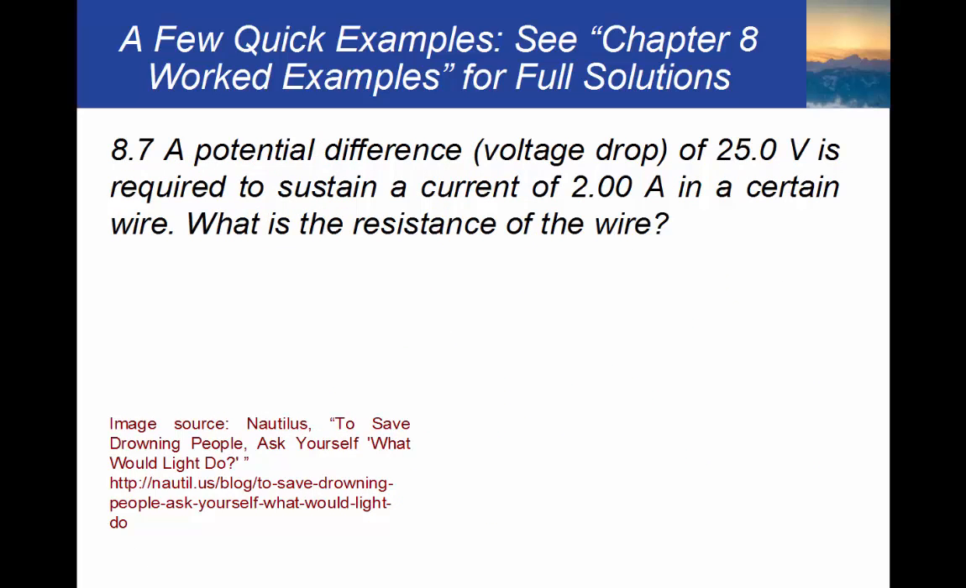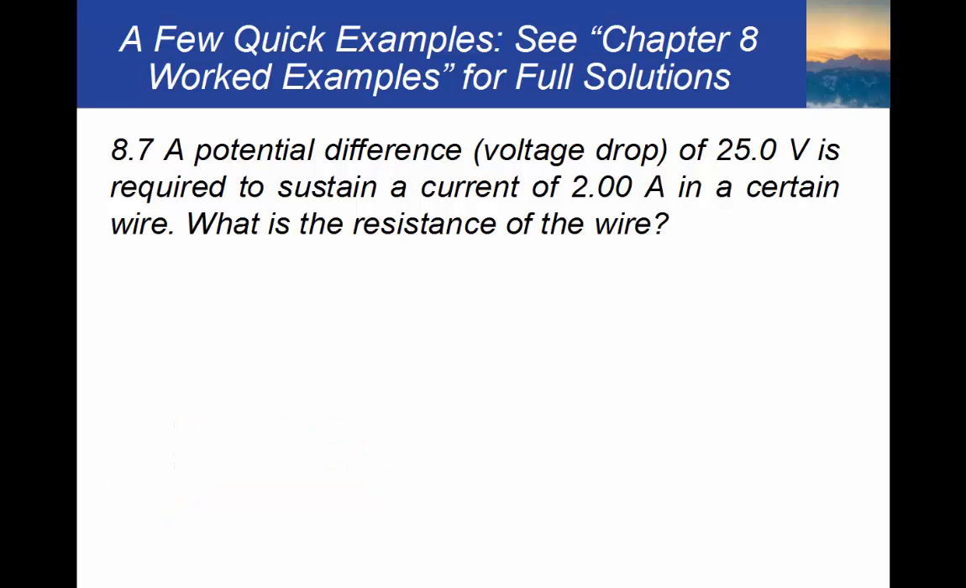All right, so next question. We're told that you need a potential drop of 25 volts to sustain a current of 2 amps in a certain wire. So the question is, what's the resistance of that wire? All right, so we're into the Ohm's Law part of this lecture.